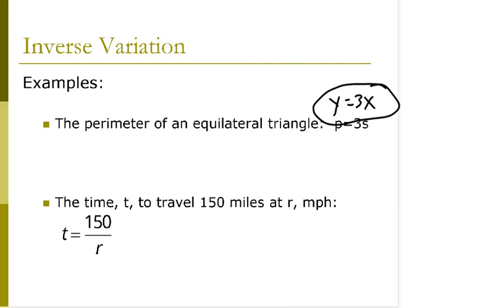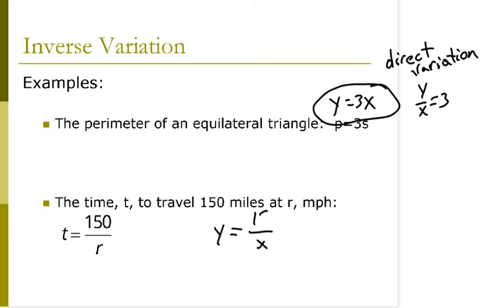For the second example, what if we again exchange everything, and instead of t we put y, and instead of r we put x? We'll notice that this is the exact format that we had: y equals k over x. It is an inverse variation. And it may also be written as x times y equals 150, or t times r equals 150.